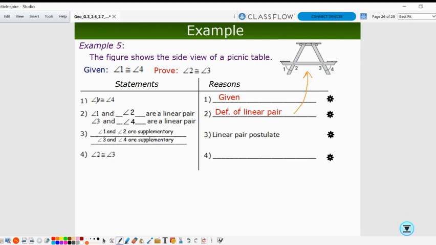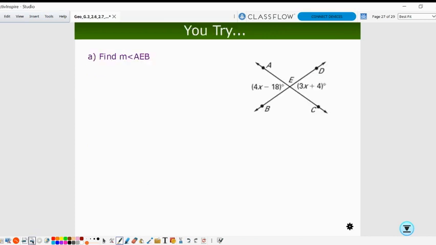If we know angle 1 is congruent to angle 2, angle 1 is congruent to angle 4, and we know these are linear pairs, then angle 2 and angle 3 will be congruent, and that's using your congruent supplements theorem. The rest of the video, we have our you try examples, so go ahead and try them, pause the video, and come back and take a look at the correct answers.